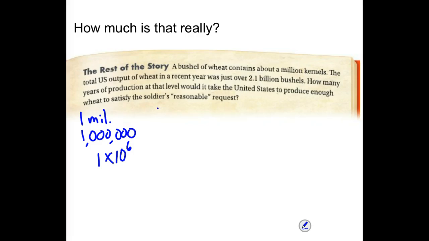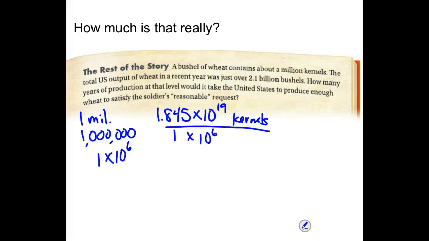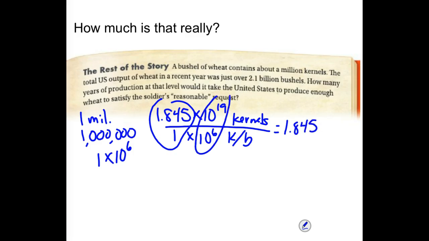So what we want to do is we want to take this 1.845 times 10 to the 19th kernels, and we're going to divide it by 1 times 10 to the 6th. That's how many kernels per bushel, right? Kernels per bushel. So this will get us how many bushels of wheat we're looking at. Well, 1.845 divided by 1 is just 1.845. What is 10 to the 19th divided by 10 to the 6th? Good. So we have 1.845 times 10 to the 13th bushels.